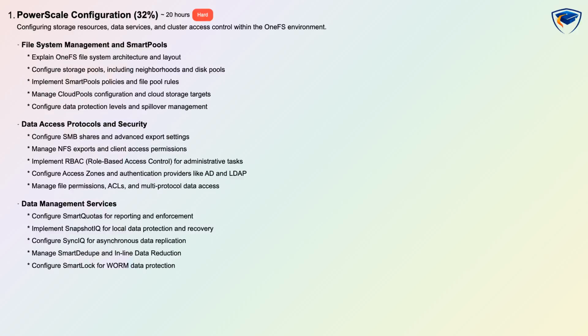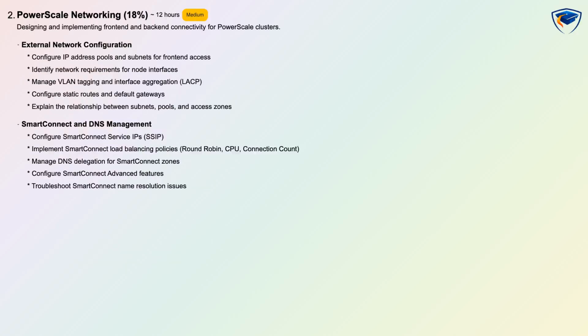The first domain is PowerScale configuration, which accounts for 32% of the exam. This domain focuses on configuring storage resources, data services, and cluster access control within the OneFS environment. It covers file system management and SmartPools, data access protocols and security, and data management services like SmartQuotas and SnapshotIQ. Under PowerScale configuration, you'll learn about configuring storage pools, including neighborhoods and disk pools, implementing SmartPools policies and file pool rules, and managing CloudPools configuration and cloud storage targets.